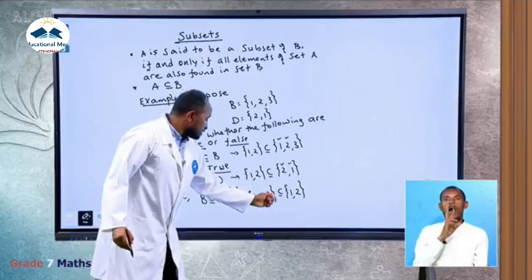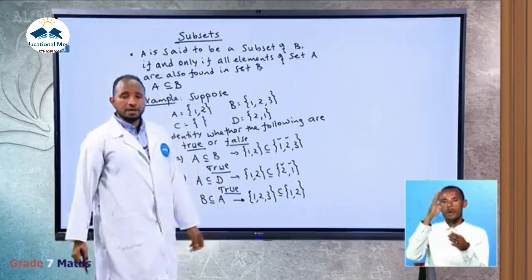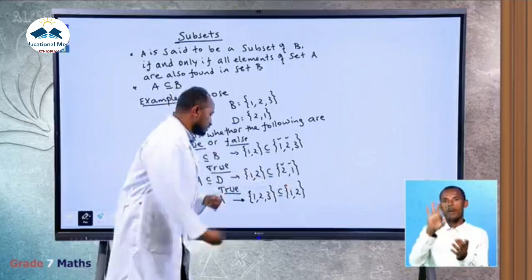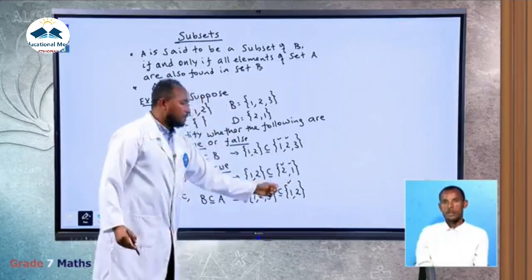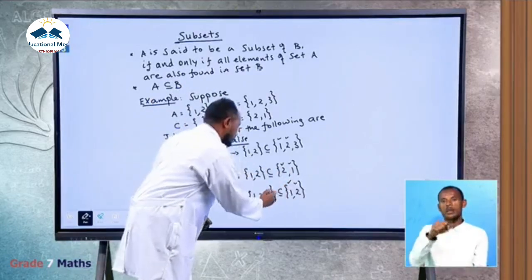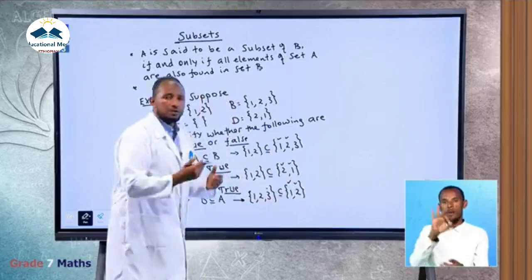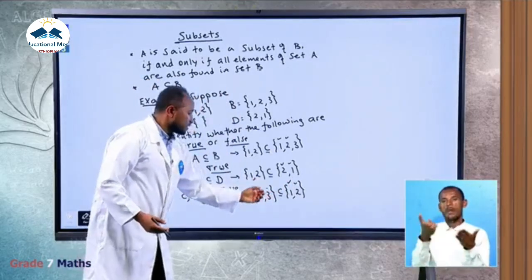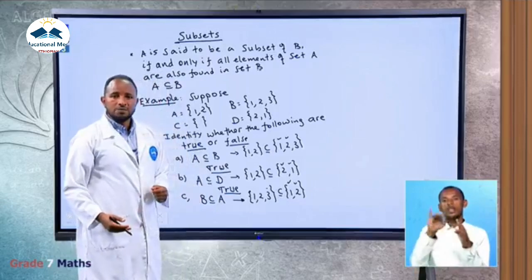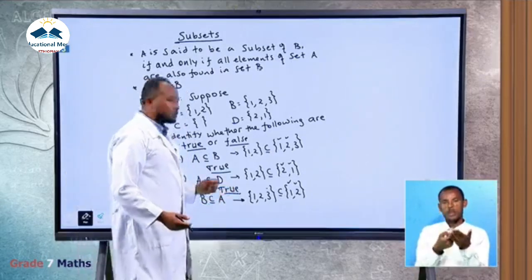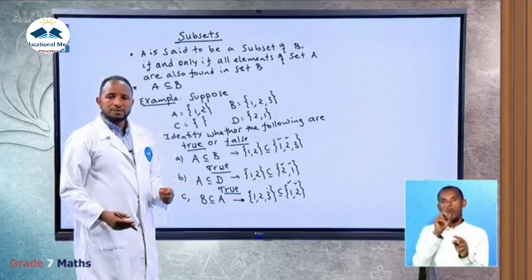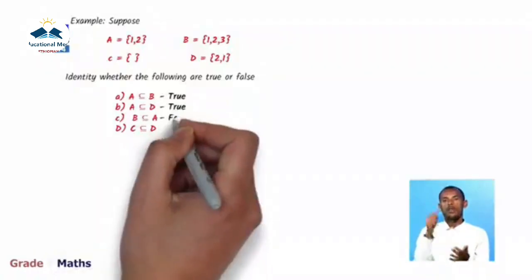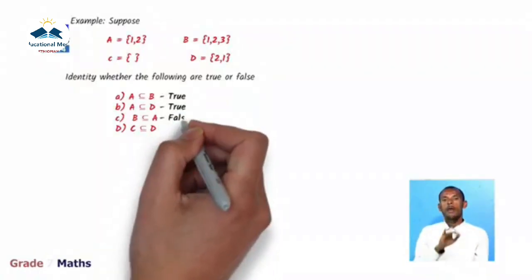Are all elements here found in the second set? Let's check it. Is 1 found there? Yes. Is 2 found there? Yes. Is 3 found here? No. Because of this, not all elements of this set are found in the second set, so this is not a true statement. B is not a subset of A. So this statement is false.